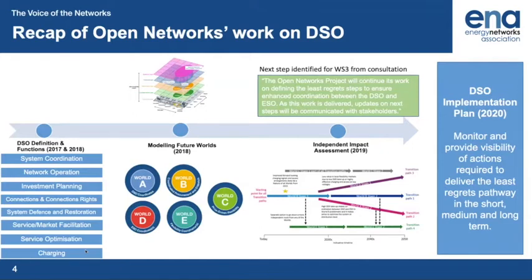Then our initial work focused on defining the best and most efficient routes to transition to this world of distribution system operation. We utilized the smart grid architecture model that you can see at the top of the page there, and started to model future worlds, so how we would best organize networks and markets in order to deliver the benefits of a smart grid. And we defined those future worlds accordingly.